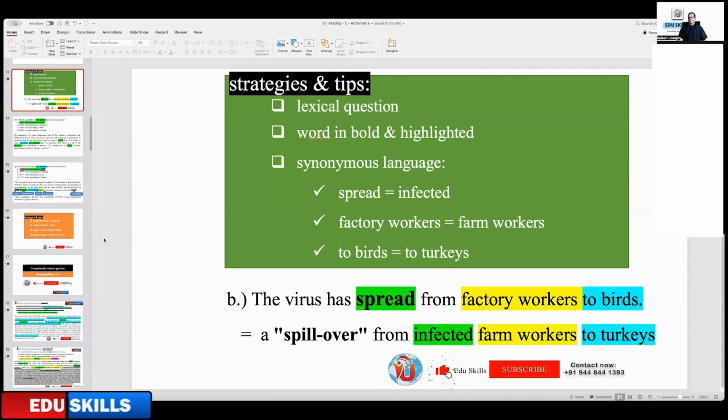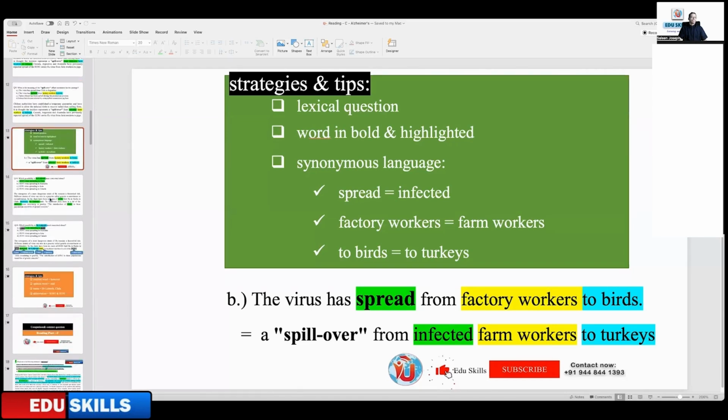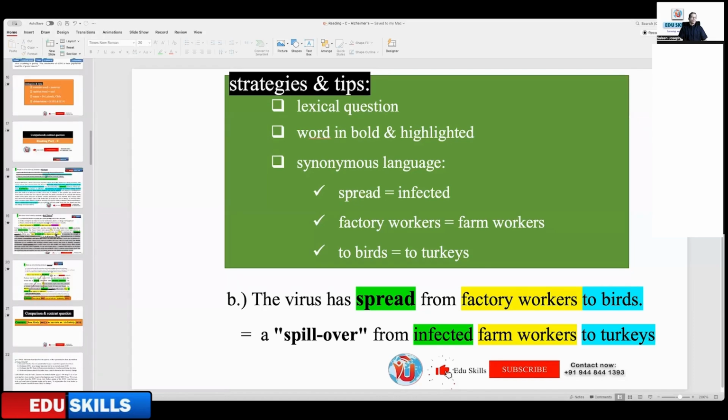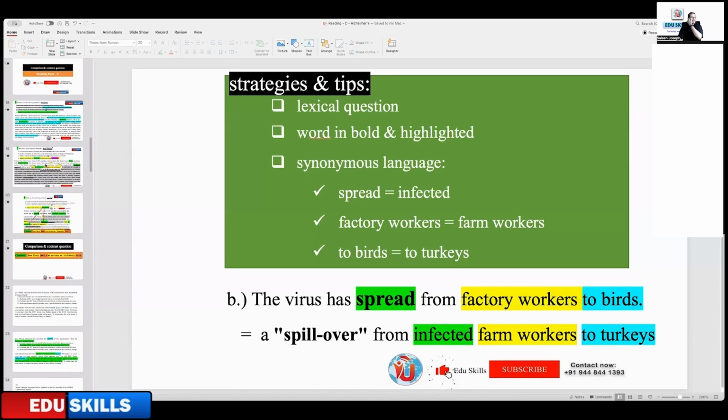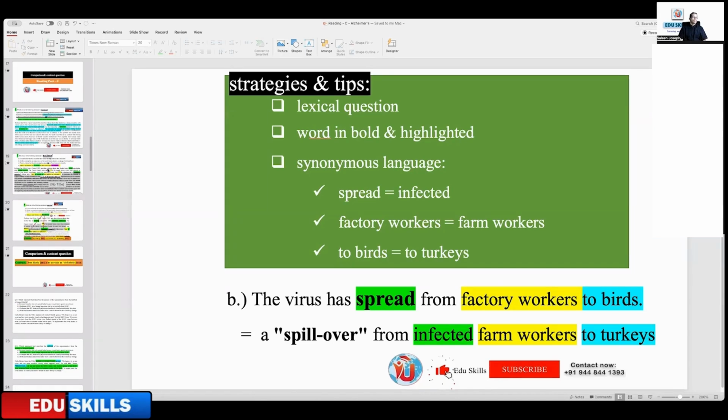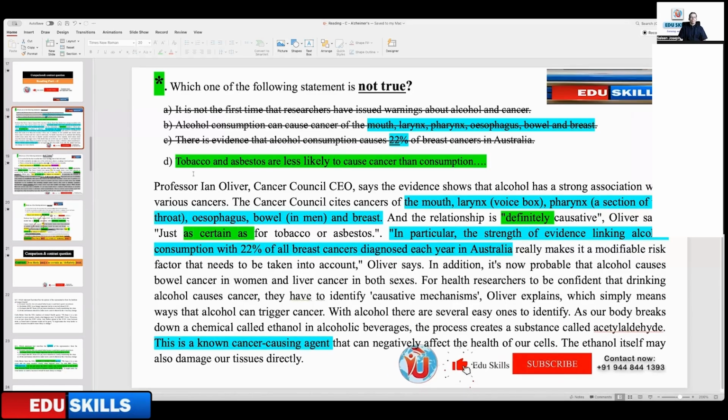Yes, please. Can you please repeat the A option, like how we eliminate? Which one? The last one? Yeah, the last one, the A option, please.